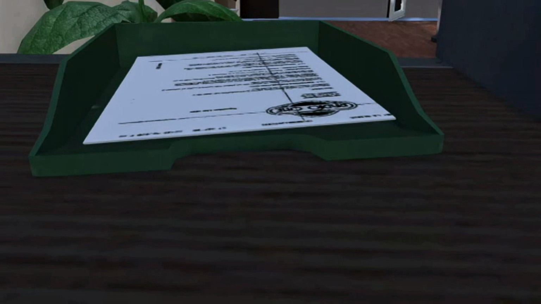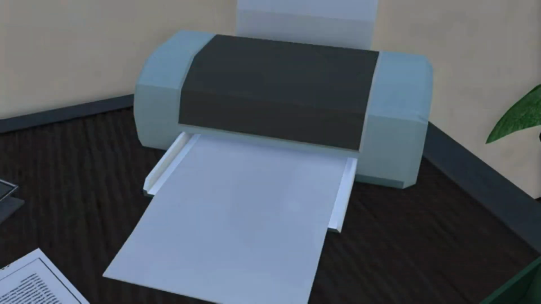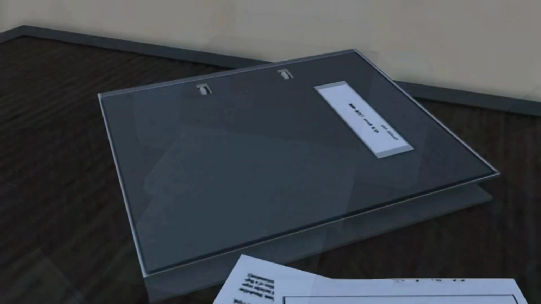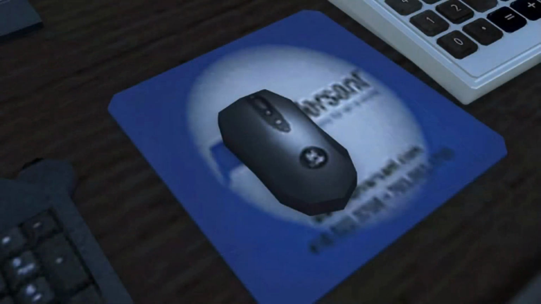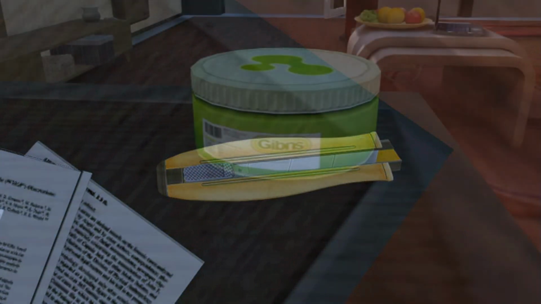Is this a paper tray? What is this? Is this a printer? What is this? Is this a mouse? What is this? Is this a jar?